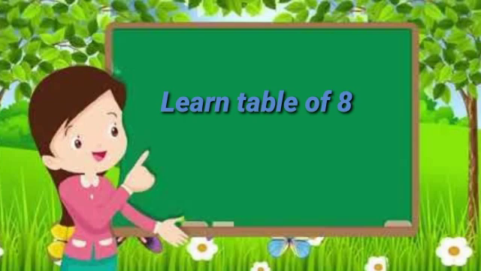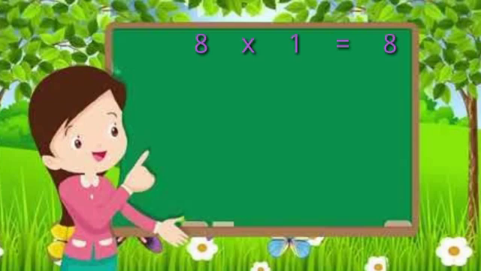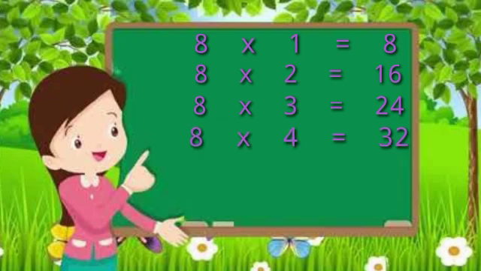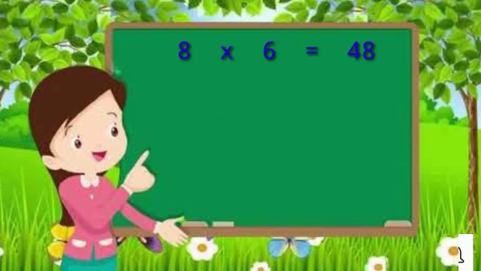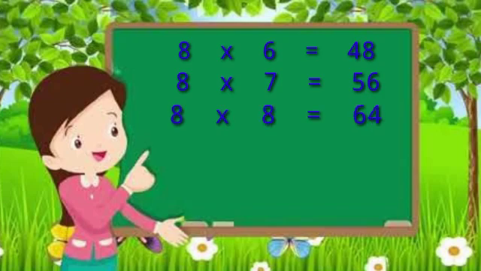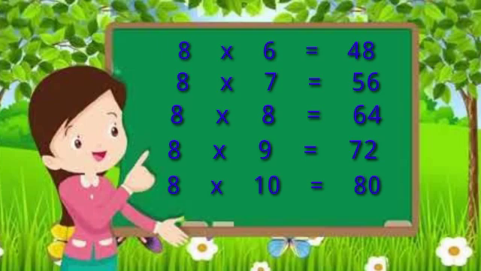Learn table of 8. 8 ones are 8, 8 twos are 16, 8 threes are 24, 8 fours are 32, 8 fives are 40, 8 sixes are 48, 8 sevens are 56, 8 eights are 64, 8 nines are 72, 8 tens are 80.